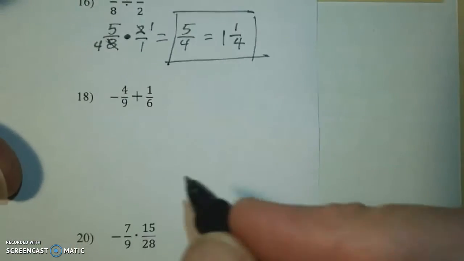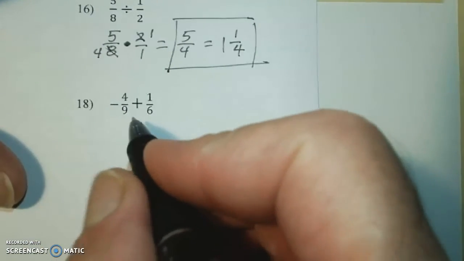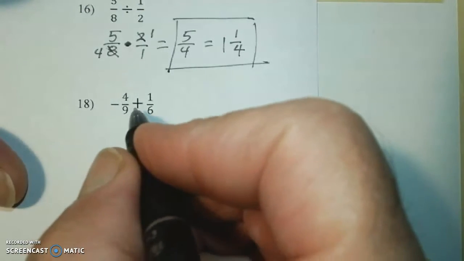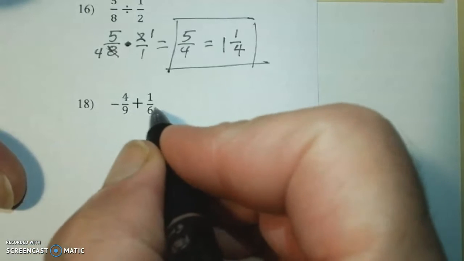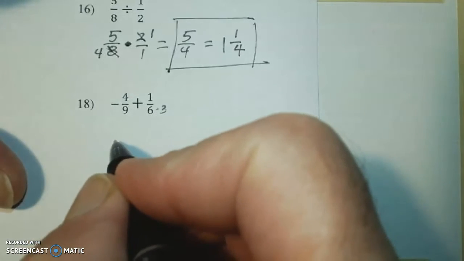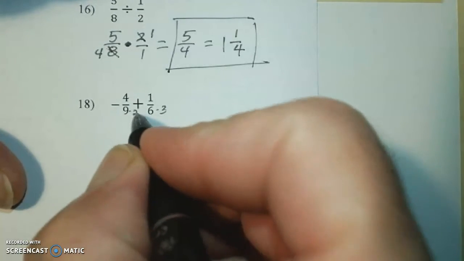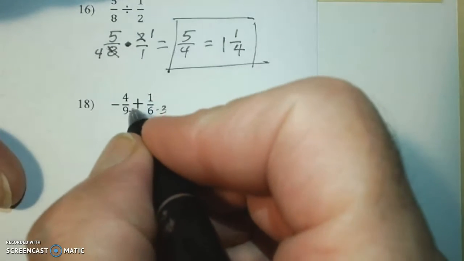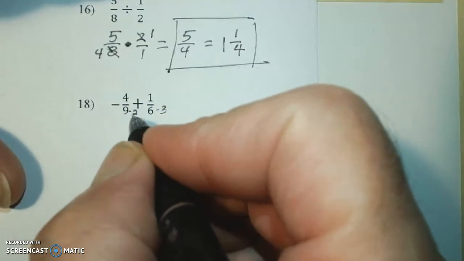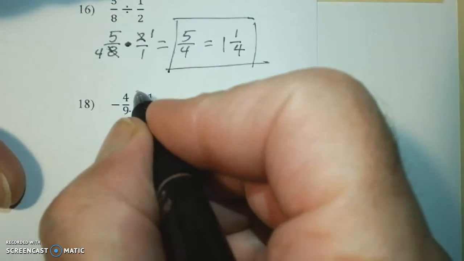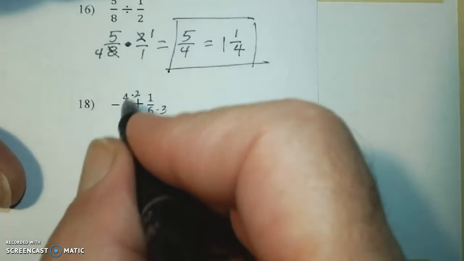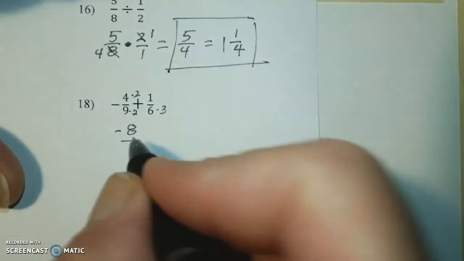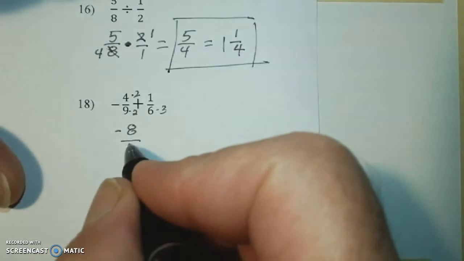Number 18. Again, adding and subtracting fractions, we need a common denominator. 9 and 6, the common denominator is going to be 18. You're going to have to multiply 6 times 3. You're going to have to multiply the 9 times 2. Whatever you did to the denominator, you have to do the same thing to the numerator. Multiply it by 2. So 4 times 2 is 8. I'm going to keep the minus sign up top. And 2 times 9 is 18.